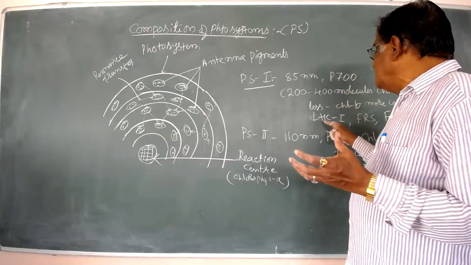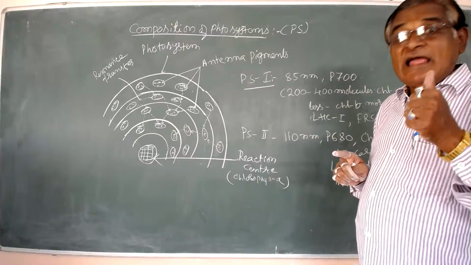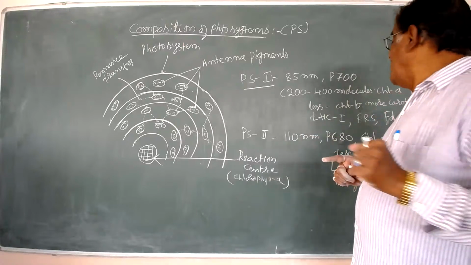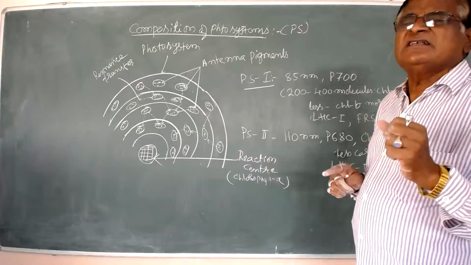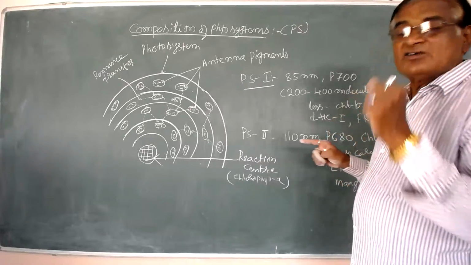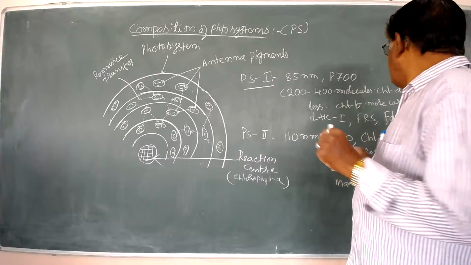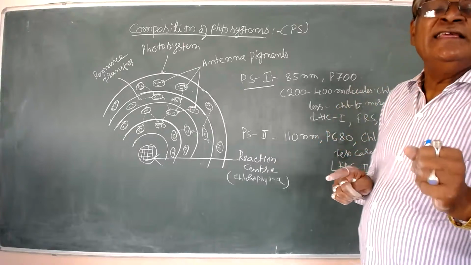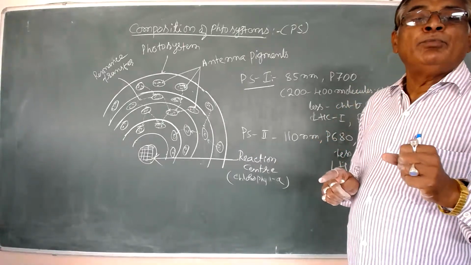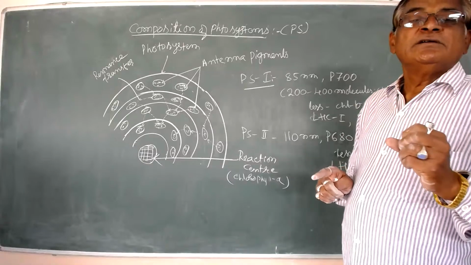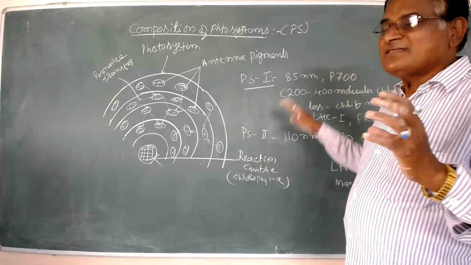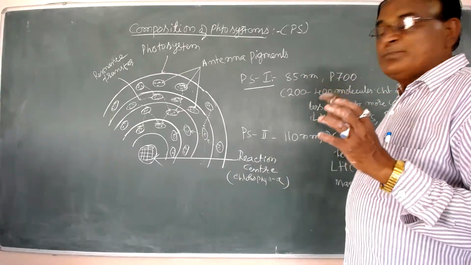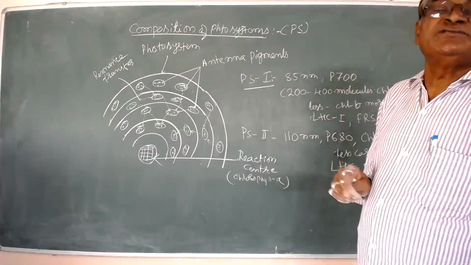That is LHC1, light harvesting complex 1, and also FRS, ferredoxin reducing substance. There is also ferredoxin, which is an iron protein, and plastocyanin. Plastocyanin is a copper compound, a copper protein. These are the main substances present in photosystem 1.